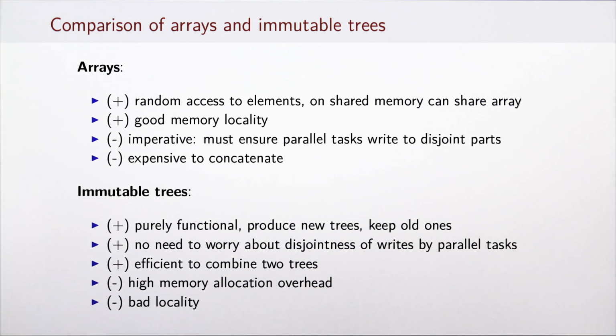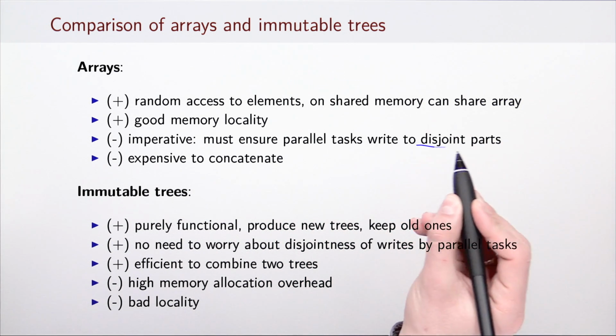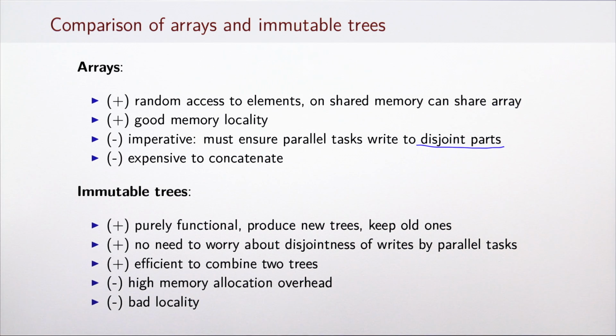On the other hand, because we need to create these arrays in an imperative way, we have to be careful that tasks executing in parallel write to disjoint parts of the array. Otherwise, we will obtain unpredictable results that depend on the order in which the writes are performed. That's one disadvantage of arrays, and another disadvantage is that if we obtain arrays from completely different computations and later want to put them together, then we will necessarily have to copy some parts of the array.